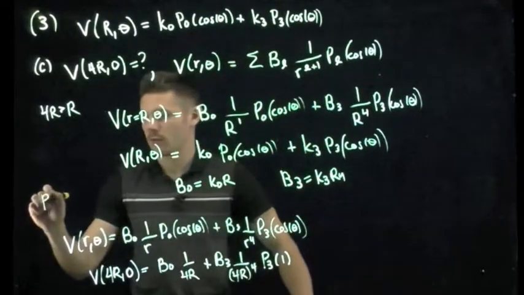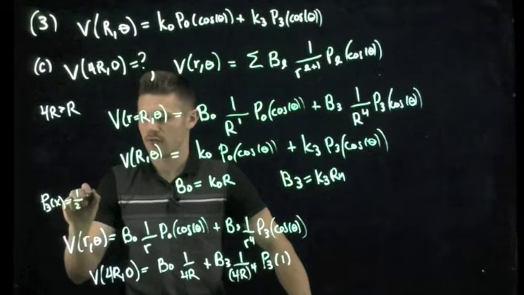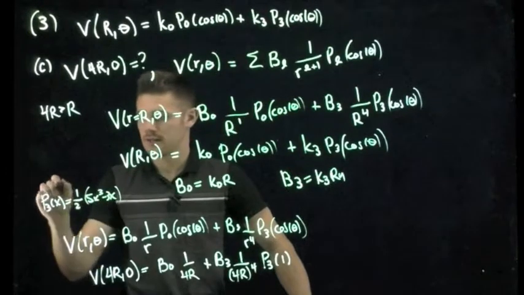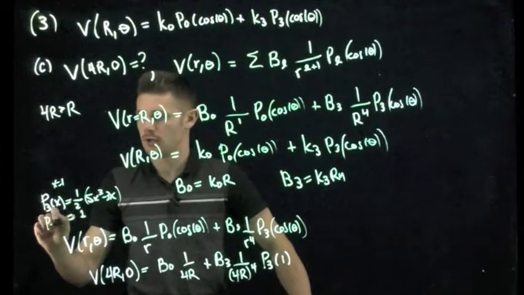And right away, again, I can remember from what we did in part B, where P3 of x is 1/2 5x cubed minus 3x. And when x is equal to 1, this is just going to be equal to positive 1. And you can check that at home.